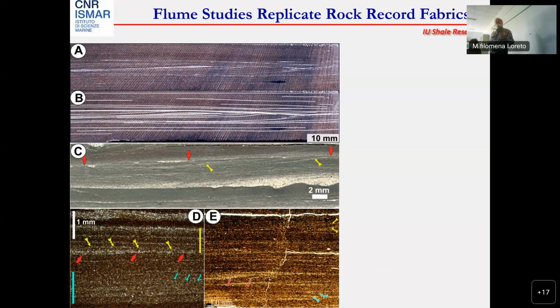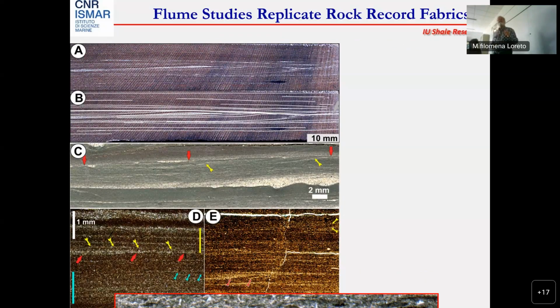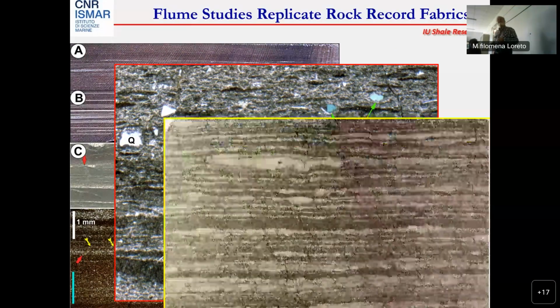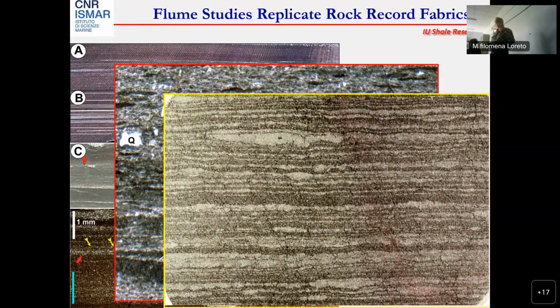So flume studies can replicate rock record fabrics, like lenticular fabric and laminated fabric, and they have done so rather nicely. We have been able to do this and made a fairly convincing case that our experiments indeed replicate common sedimentary fabrics of mudstone. And then we can say, okay, these are the boundary conditions under which this happens.